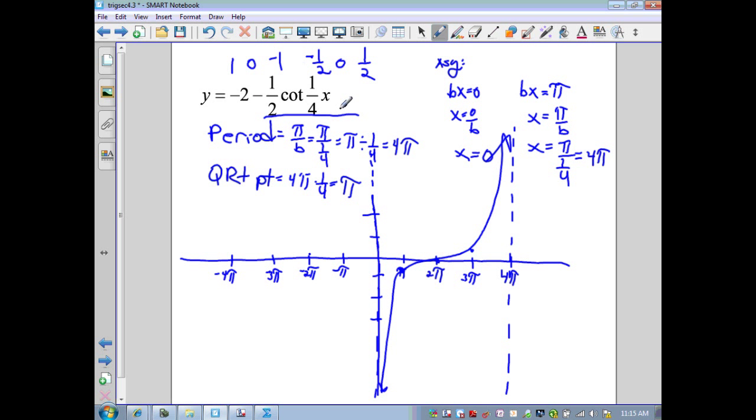Now I need to graph the vertical shift of negative 2. Therefore, each point needs to drop 2 units from a negative half to a negative 2.5, 0 to a negative 2, and a positive half to a negative 1.5.